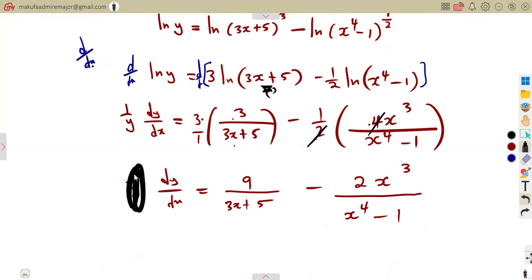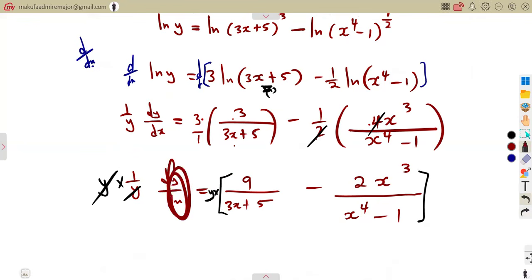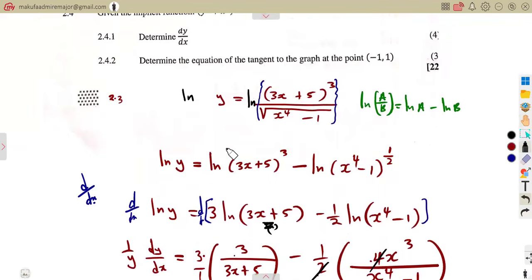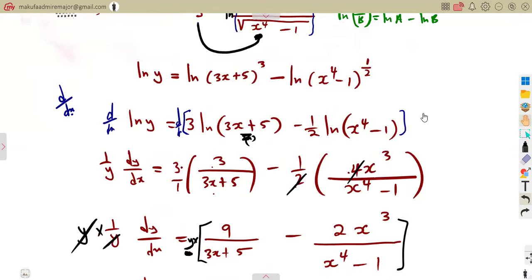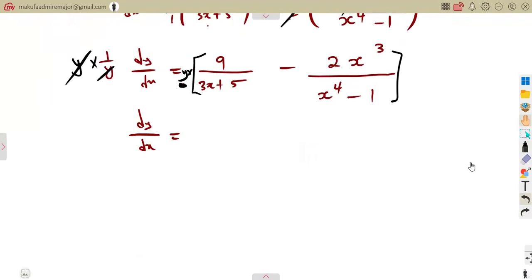We do not need this. So how do you remove this? Multiply by y on this side. You also do the same thing on the right-hand side, multiplying also by y. So this cancels, and you have dy/dx. Remember, what you need is dy/dx, the derivative of y with respect to x. So it is equal to y times this. But what is representing this y? It is that function that we were given before, the question that we had before. Remember, that was your y.